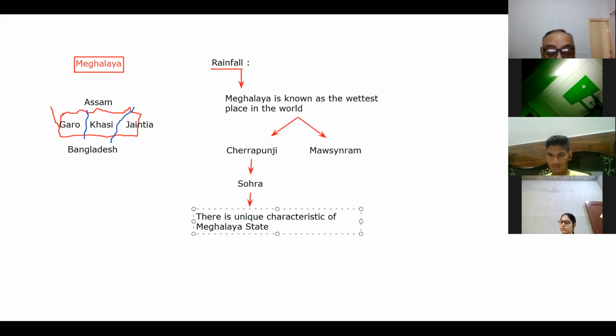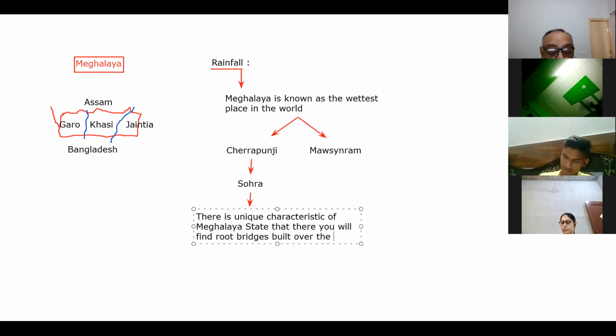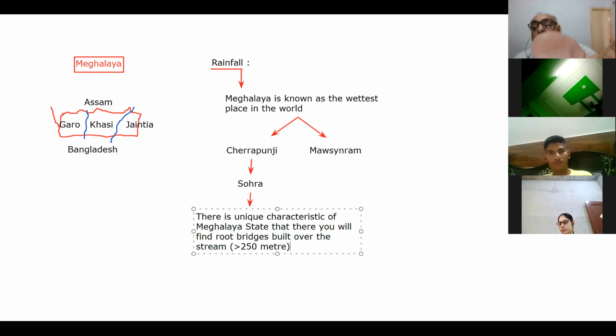In Meghalaya state you will find root bridges built over the streams. Sometimes even more than 250-meter long root bridges are found, right? And these root bridges are sustainable, environmentally friendly, strong and durable also.